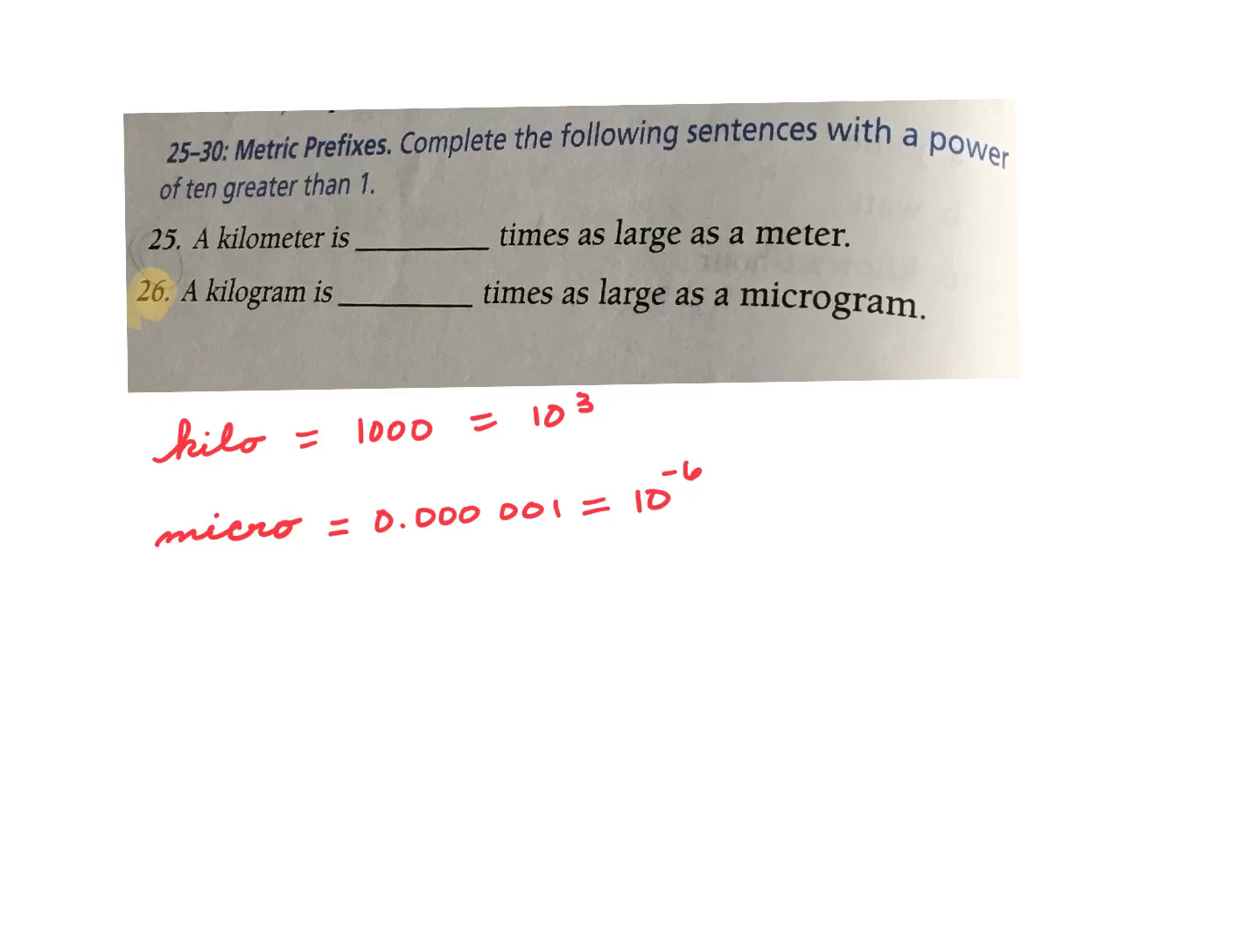Jocelyn, here's number 26 you asked about. They want you to compare a kilogram to a microgram. Well, the prefix kilo means 1,000. So if you have a kilogram, you have 1,000 grams.